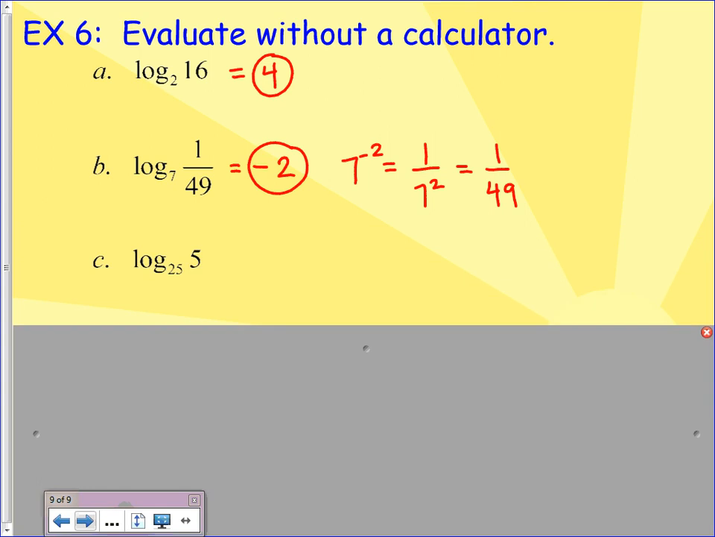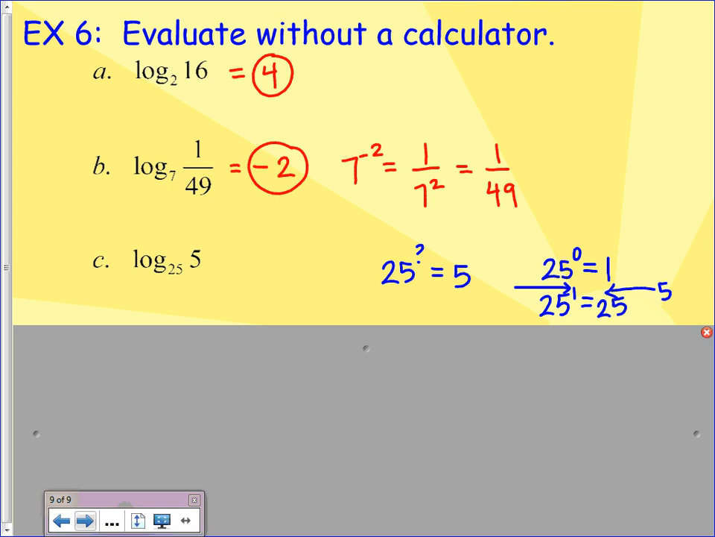Next one, log base 25 of 5. This one's definitely more challenging. Okay, if you're not getting this one, it might be one that you really do want to rewrite. So 25 to what power equals 5? Well, again, if we think about what we know, 25 to the 0 power is 1. This is obviously bigger than 0, because I'm getting a 5. So 25 to the first power is 25. Since 5 is in between 1 and 25, my exponent should be between 0 and 1, which means it's a fraction less than 1.